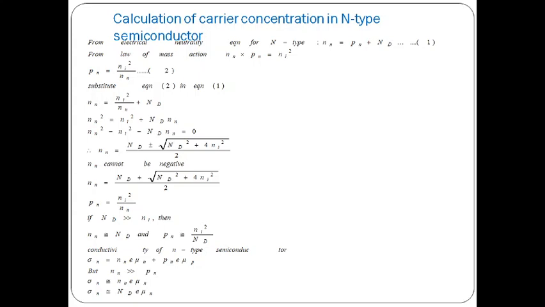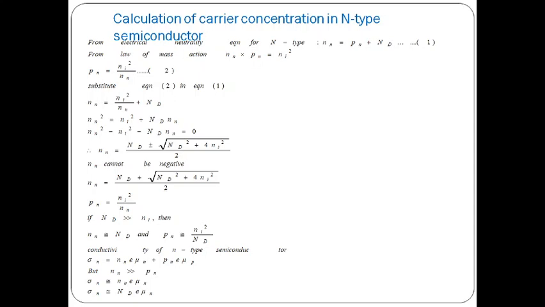The conductivity of the N-type semiconductor sigma n can be represented as Nn E mu n plus Pn E mu p. Here Nn indicates the concentration of free electrons, E is the charge of the electron, mu n is the mobility of the electrons. Pn is the concentration of holes, E is the charge of the electron, mu p is the mobility of the hole. Here the mobility of the electron is more compared to the mobility of the hole.